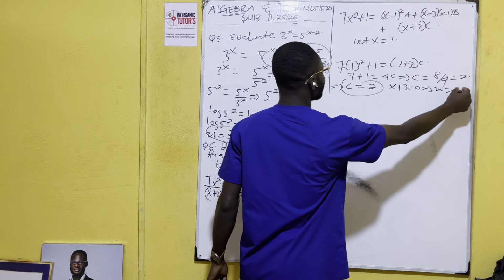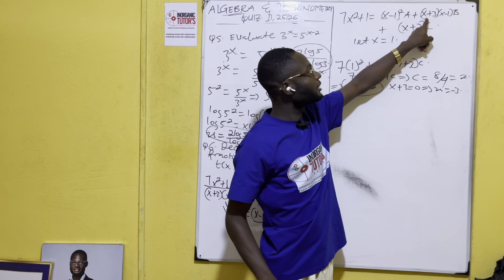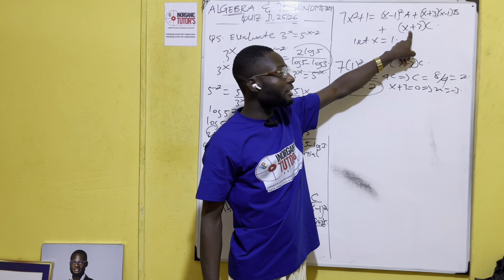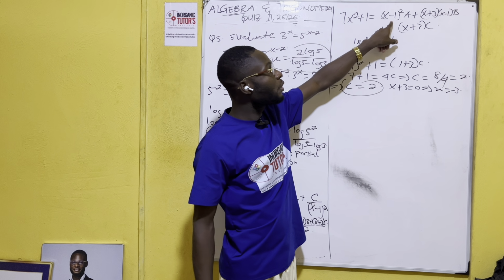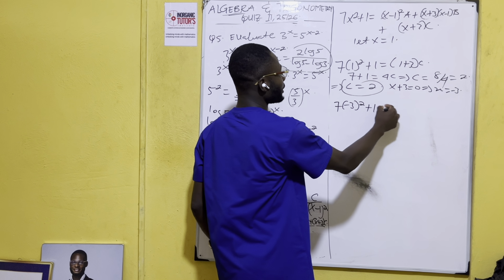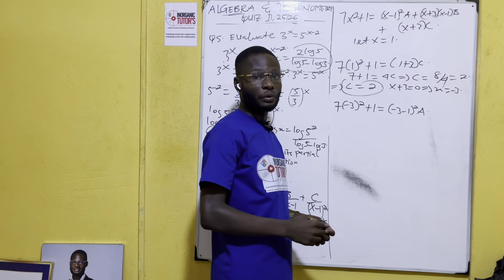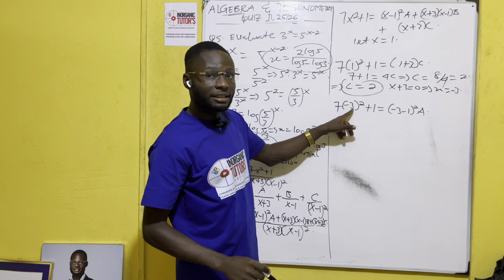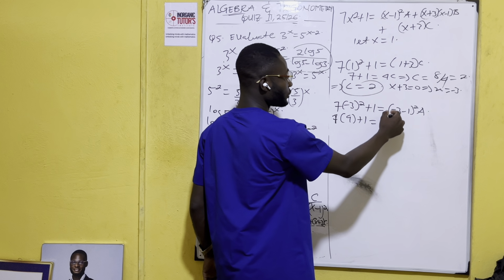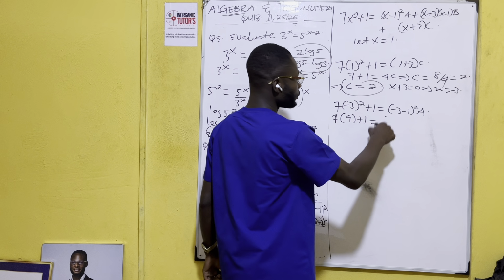This implies that x is negative 3. So we substitute negative 3 here, and the b goes to 0 because negative 3 plus 3 is 0, and 0 multiplied by everything is 0. Then we substitute negative 3 here. This will go to 0 as well. So we're left with only the a term. So we have 7 into (−3)² + 1 is equal to (−3 − 1)² times a. Great. Now, 7 into (−3)², we are going to have 7 into 9 plus 1 is equal to, negative 3 minus 1 becomes negative 4. Negative 4 squared is 16. So we have 16a.